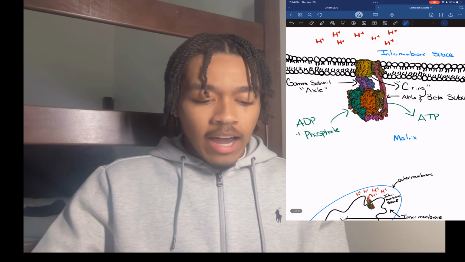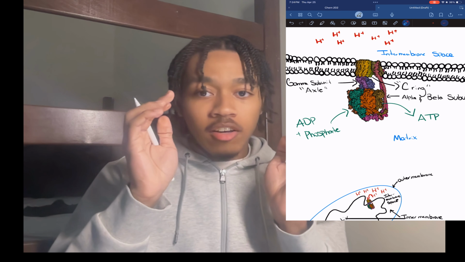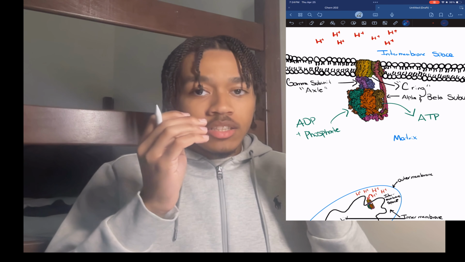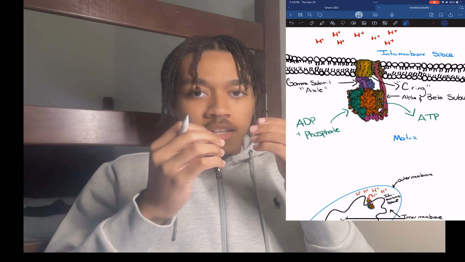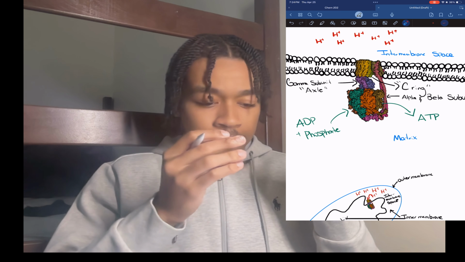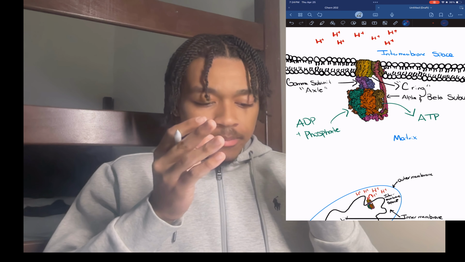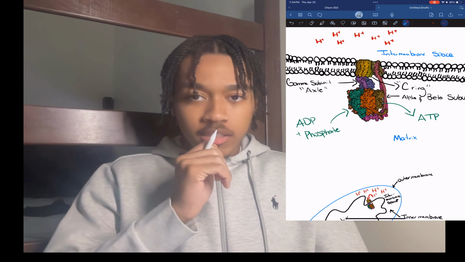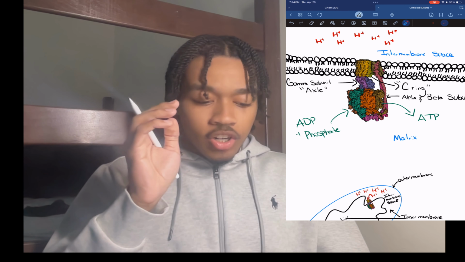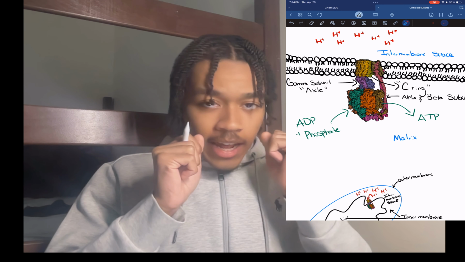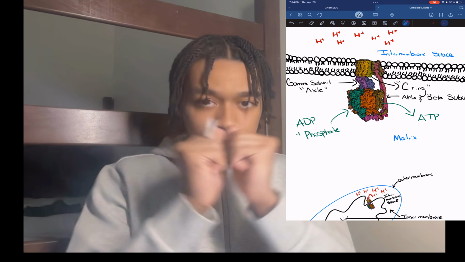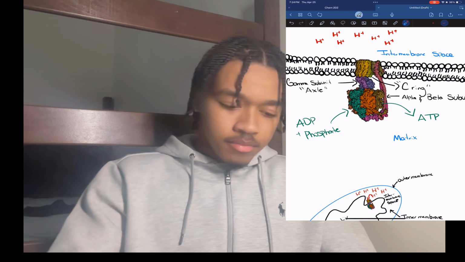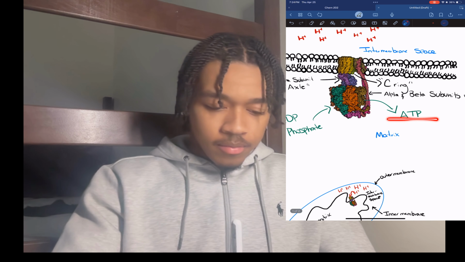So when the alpha and beta subunits are open, it allows ADP and phosphate to enter and to bind to the catalytic sites located there. Once they're bound there, the movement of the axle closes the alpha and beta subunits, which in turn forcefully reacts ADP and phosphate, creating ATP, which comes out right here.